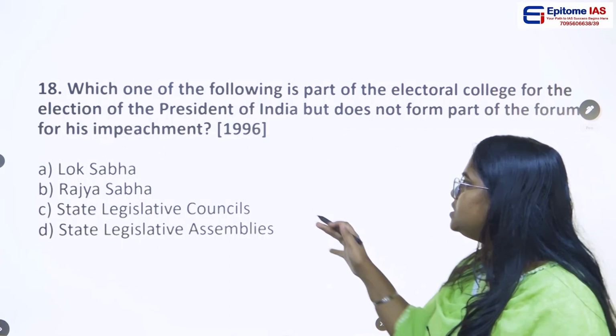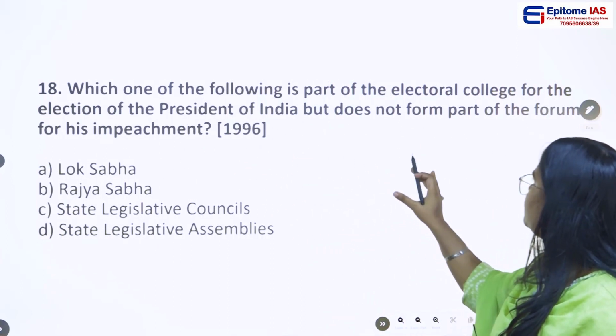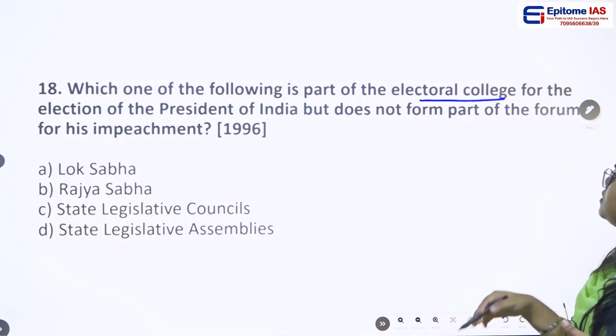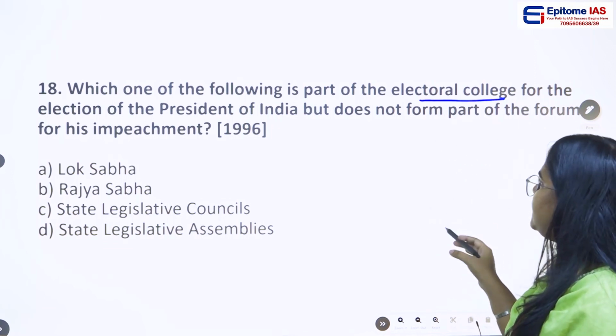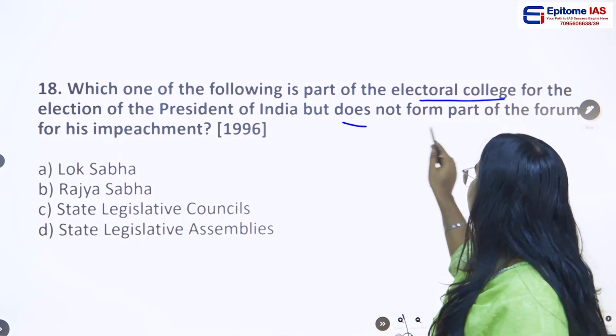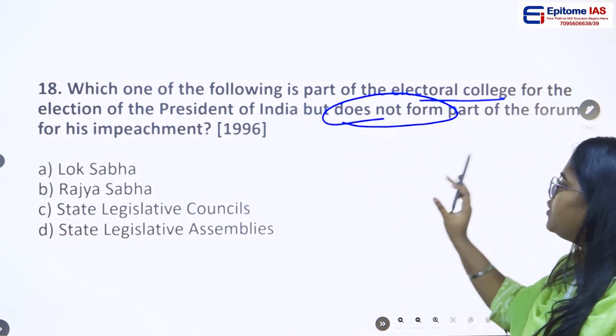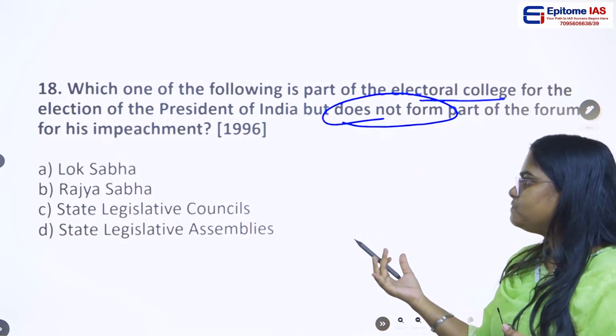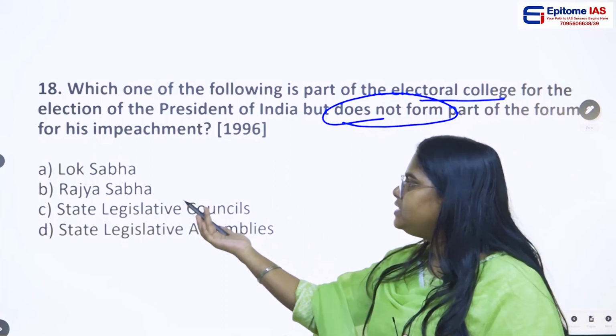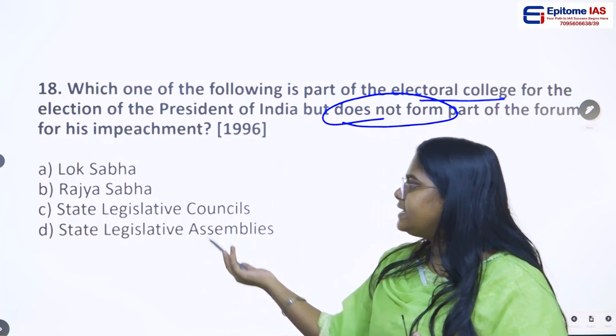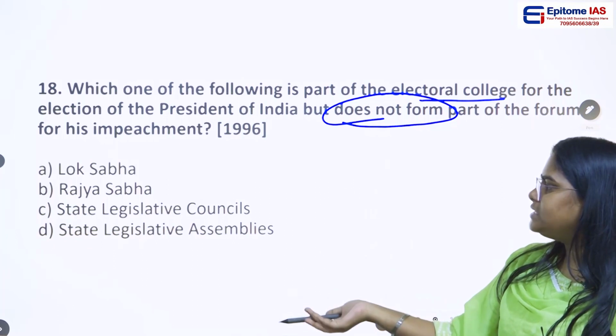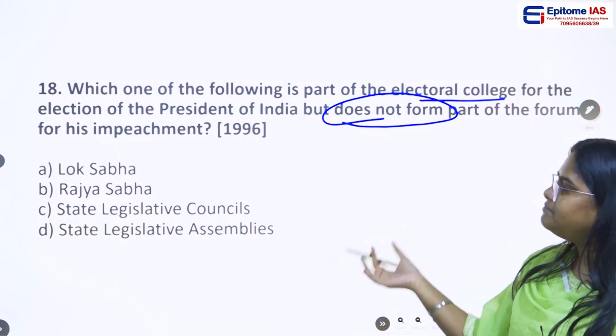So the next question: which one of the following is a part of the Electoral College for the election of President of India but does not form part of the forum for his impeachment? Option A, Lok Sabha. Option B, Rajya Sabha. Option C, State Legislative Councils. Option D, State Legislative Assemblies.